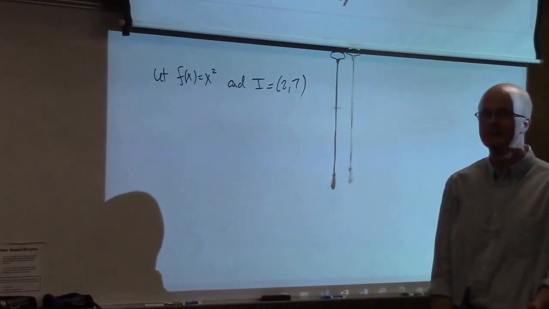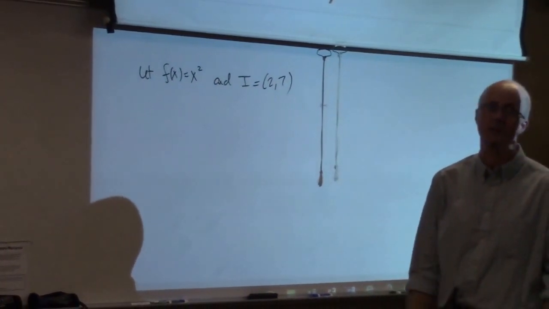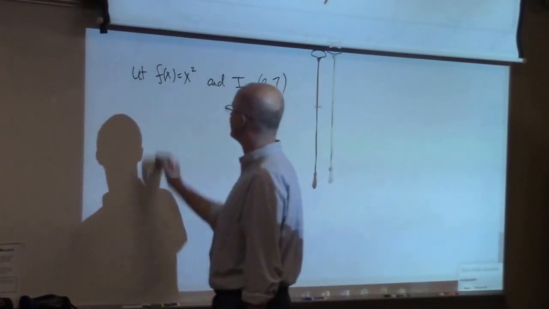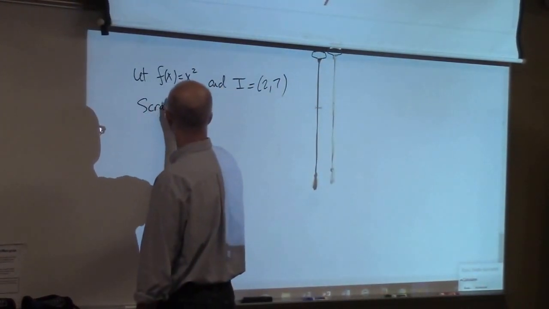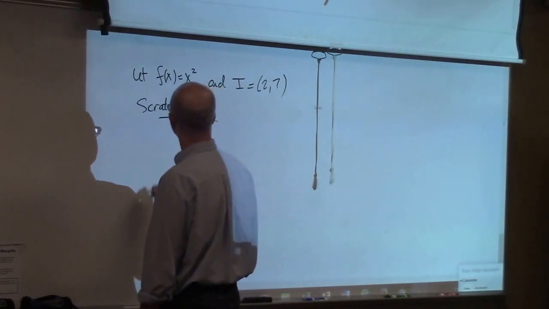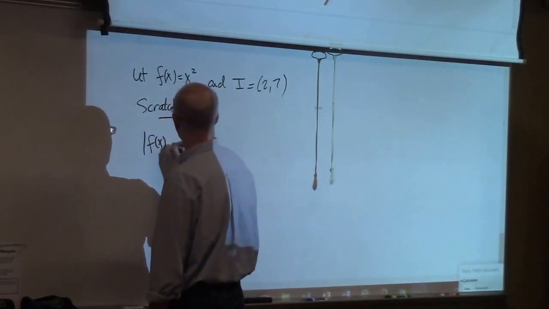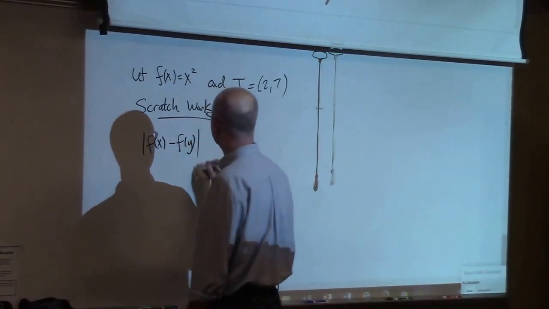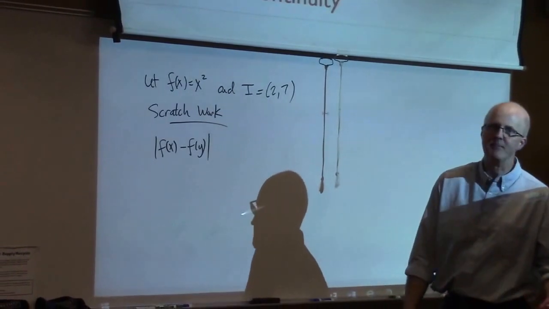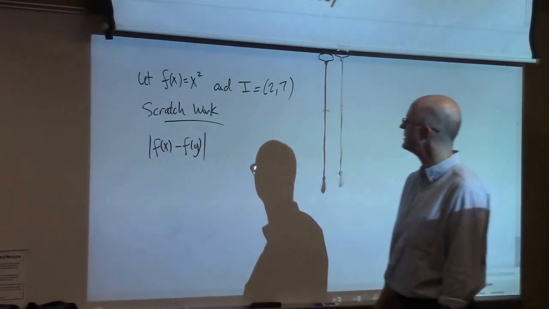I'd like to show this function is uniformly continuous. It will be uniformly continuous on this open interval. What's the scratch work for that proof? We're not going to do a full proof. Intuitively, you want to make this quantity as small as you like by taking x and y sufficiently close to each other.